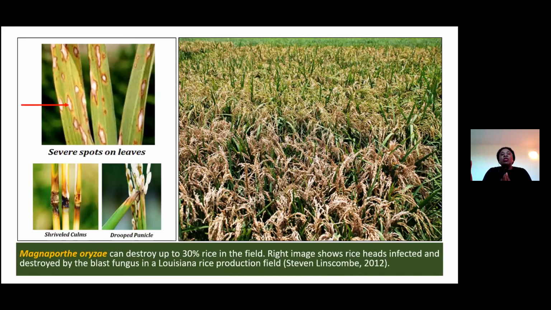So rice blast, usually the symptoms will be lesions. It's called necrotic disease lesions on rice leaf, as you will see here. And it can also affect the stem and also the panicle, where you see the seeds will not really be produced. And if you look on the right-hand side of the slide, this is a rice field in Louisiana. And so the brown part of the rice, which is a rice head, is severely infected by this blast fungus. And so they've pretty much lost that field or the production of rice in that field because of this blast fungus.